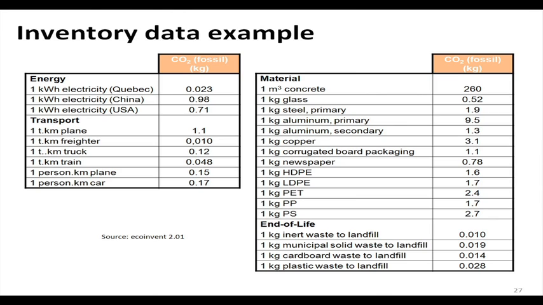Then we have copper, 3.1 kg carbon dioxide. Corrugated board packing, that's corrugated cardboard used for packaging material, 1.1. Newspaper, 0.78. So these are different examples. HDPE, LDPE, PET, PP, PS are all different types of plastics. PET, which is also the most recycled, has 2.4 kg of CO2 per kg of PET. HDPE is less than that, so PET has more carbon footprint, more environmental footprint. And again, these are CO2 equivalents.